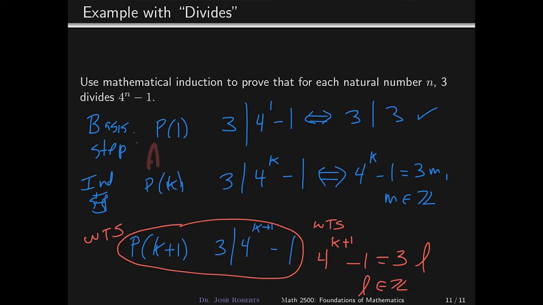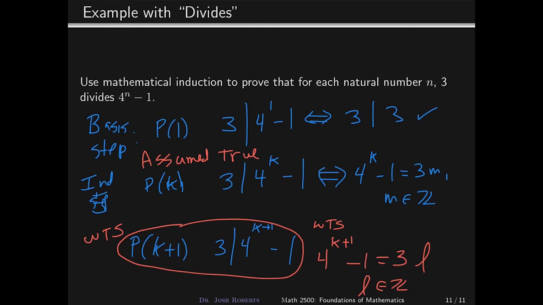Okay? This is assumed true. Okay? P of K is assumed to be true. So this is where you get something to work with by assuming this. And this is where you want to end up.